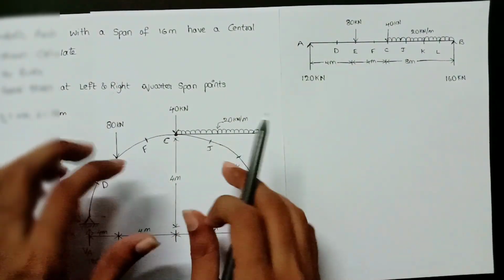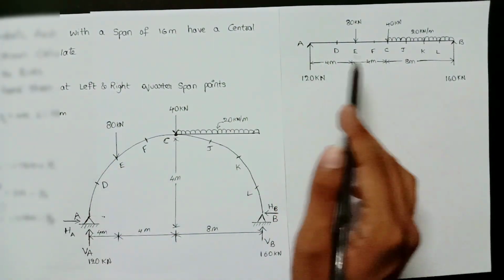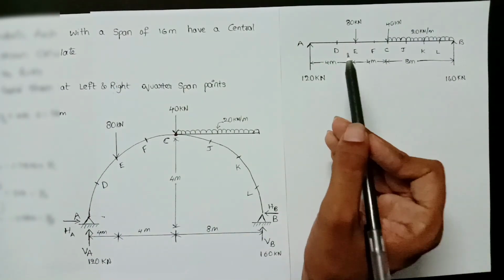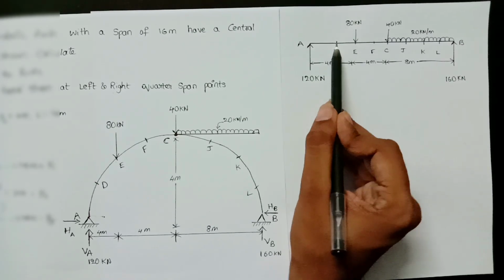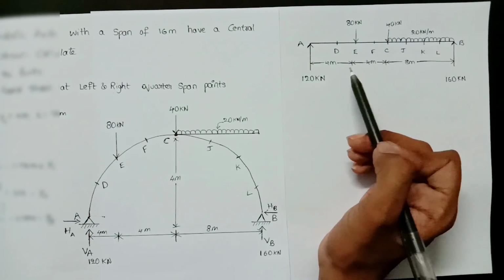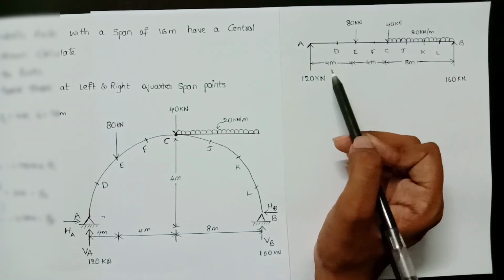So I have just straightened this arch. That's what I have drawn here. This is a simply supported beam. Now we have to calculate the moment about points D, E, F, C, J, K and L. Now we have to calculate these moments.